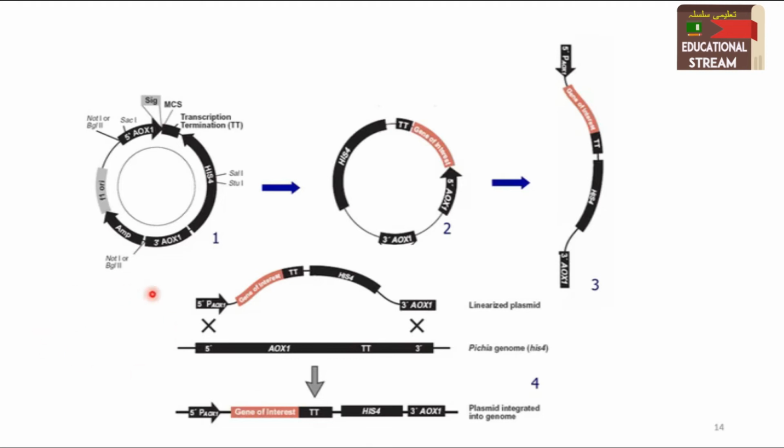So actually the principle which is involved in the expression of the protein is the same as that in bacteria. Cloned genes must be linked to a promoter that can direct high level expression in yeast, as we have cloned the gene near the strong promoter of PAOX1.